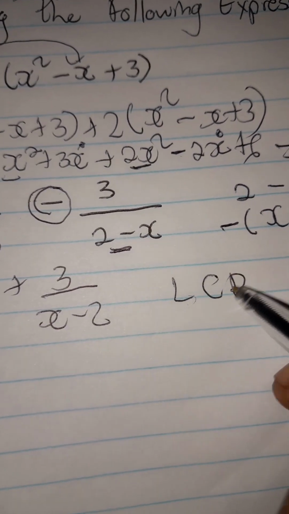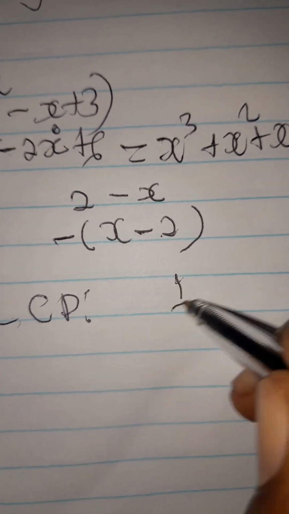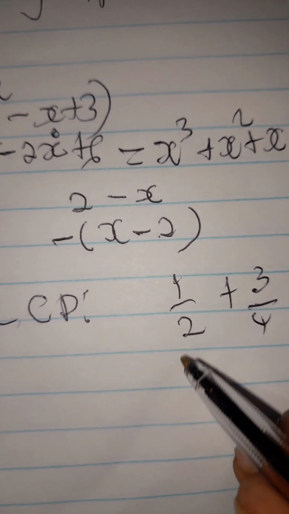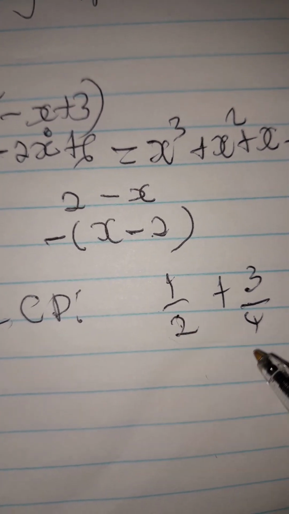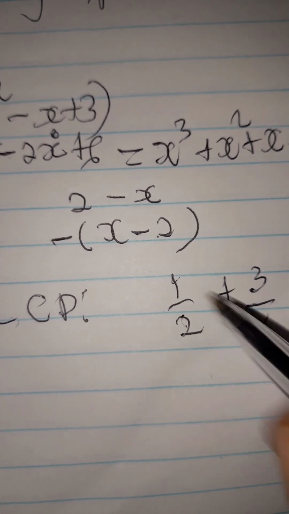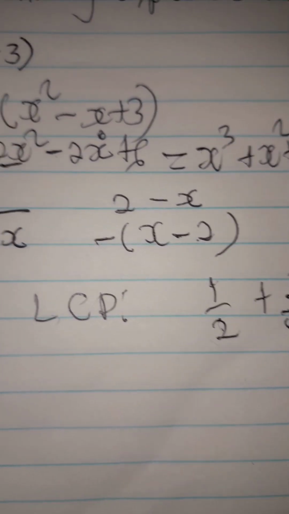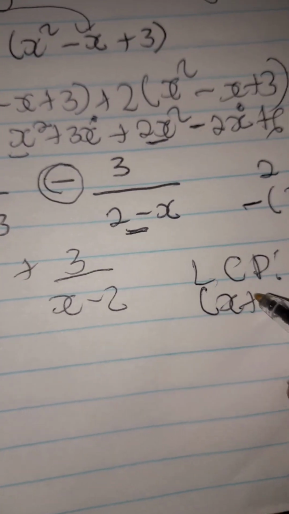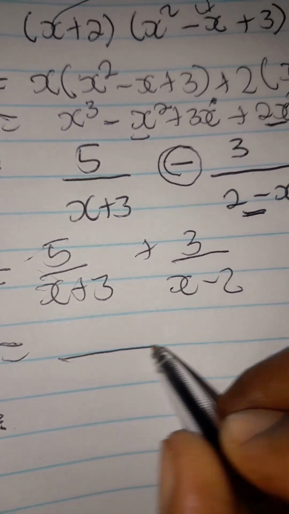Then now we're going to look at an LCD. Remember, it's like your grade 4 fraction. You still remember when you were in grade 4, you had 1 all over 2 plus 3 all over 4. What was your LCD here? Your LCD was 4, because 2 goes into 4 two times. So to make all the denominators the same, you are supposed to multiply the numerator and the denominator. Then, since the denominators are the same, you will add the numerators. But in this case, our LCD will be x plus 3 as well as x minus 2. So we can use a cross multiply method.